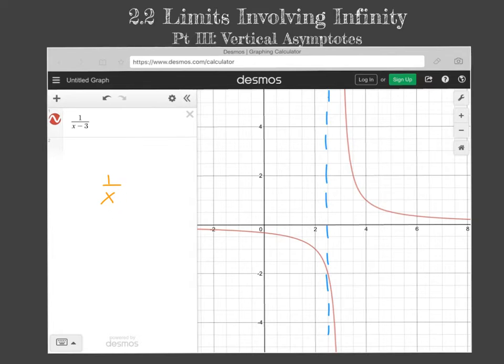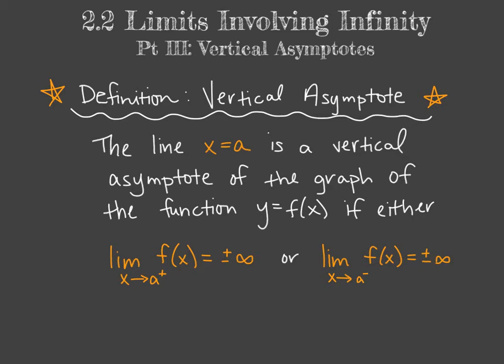Let's explore the definition of a vertical asymptote using mathematical words and notation. Okay, here is the definition officially of a vertical asymptote. This comes right from your book on page 72. And we have the line x equals a, which is a vertical line. That line is a vertical asymptote of our function if as we approach a from the right or the left, our function goes to one of the infinities. And we saw that that was the case in our previous two examples.